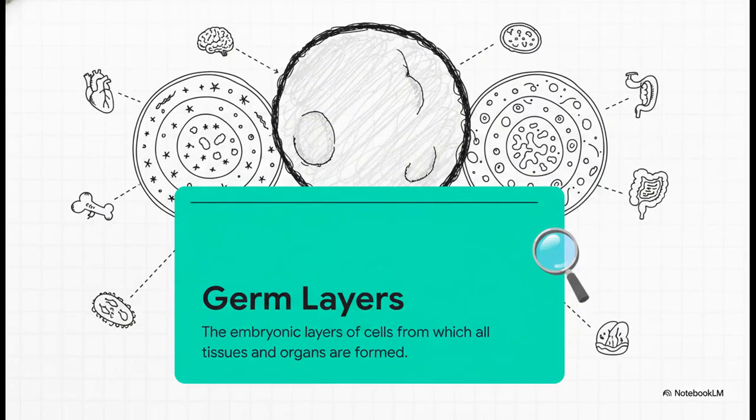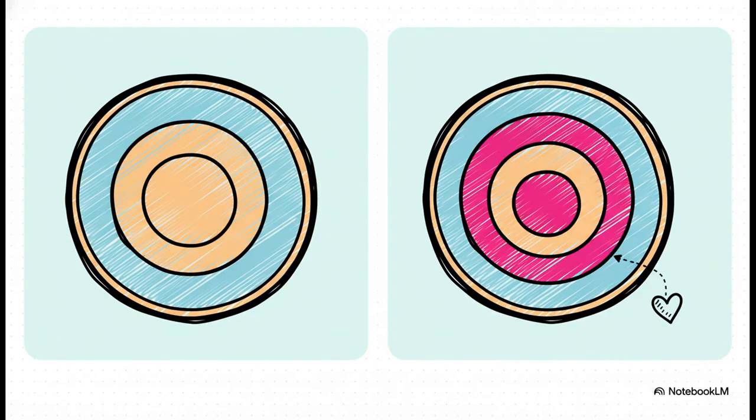So what are these animal bodies actually built from? Well, way back in the embryo, they're made from these fundamental cell layers called germ layers. Think of these as the raw materials, the lumber, the bricks, the wiring from which every single part of the body is eventually built. Now, simpler animals are what we call diploblastic. They have just two layers, an outer one and an inner one.